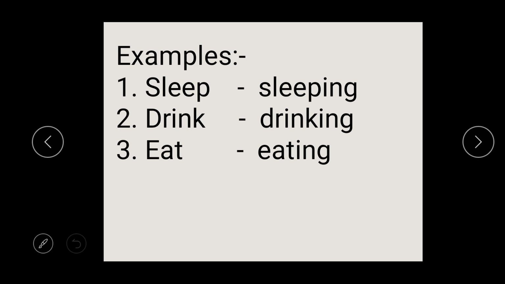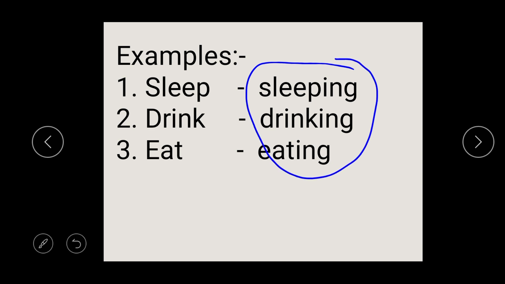Okay, so examples of verbs, you can have sleep, and when you add ing, it will give you sleeping. Your mommy can say, go and sleep. Then, if you are sleeping, that means you are doing it at that time. It becomes what? It becomes a continuous tense. Drink, take and drink the water. I am drinking. Eat your food. I am eating. So these ones are continuous tenses. These ones are the verbs. They are the verbs. Okay.